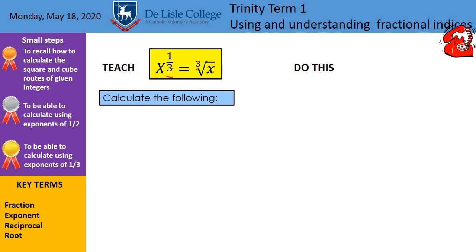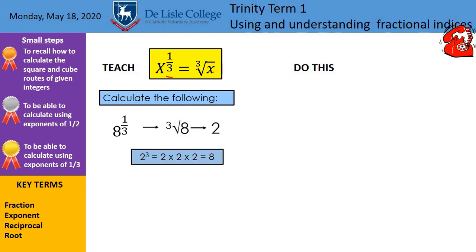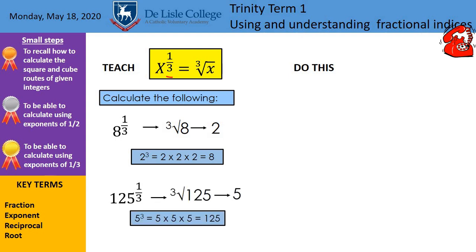So now we're working with cube root, because remember that the denominator tells us which root we're using. So we're going to calculate 8 to the power of a third, so we have to find the cube root of 8, which is 2, and that's because 2 cubed is equivalent to 2 times 2 times 2, which gets us 8. Then we've got 125 to the power of a third, which means we're looking for the cube root of 125, which is 5, because 5 cubed is 125.